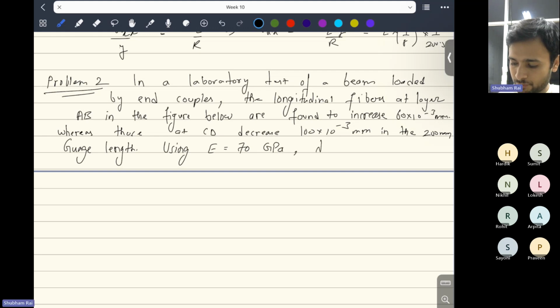What you have to do is you have to determine the flexural stress. You have to determine the flexural stress in the top and bottom fibers.